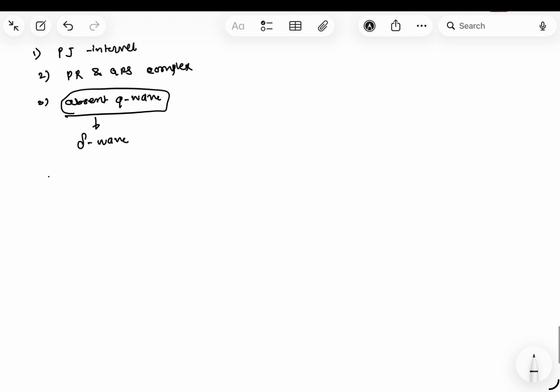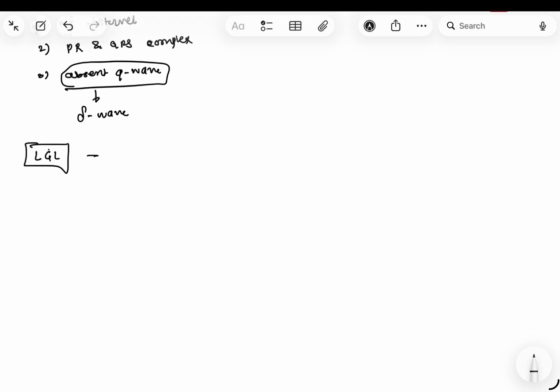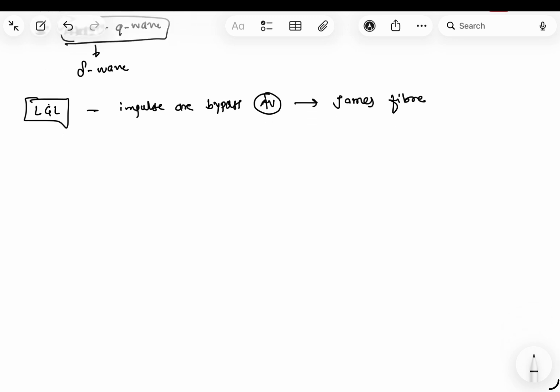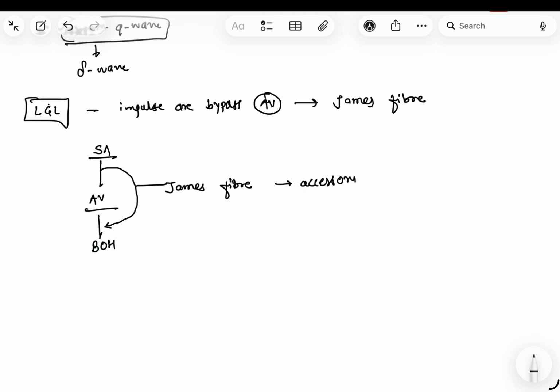Now what do we get in LGL syndrome? In LGL syndrome, impulses bypass the AV node through the James fiber. Let's understand how the James fiber is there in normal impulse. This is SA node to AV node to bundle of His, right? So there is some accessory pathway that directly bypasses the AV node and depolarizes the bundle of His. This is the James fiber. Even if this is the accessory pathway, it is following the natural route, right? Just the thing is that there is no AV delay. AV delay is absent.